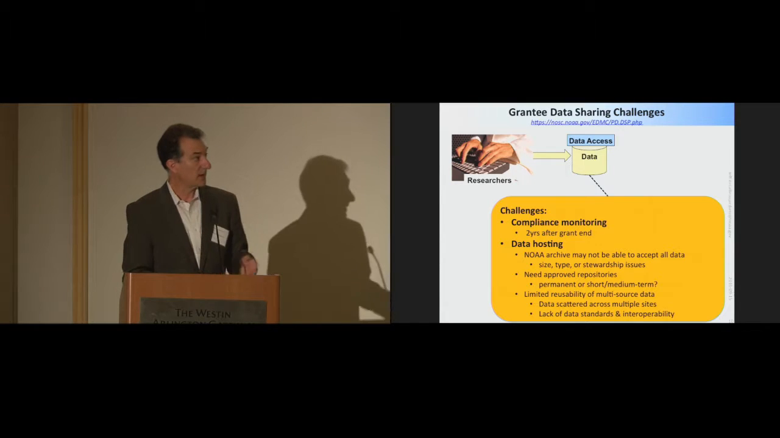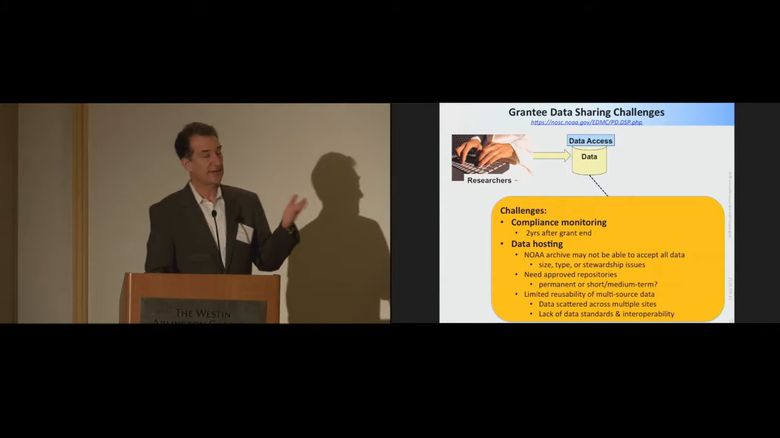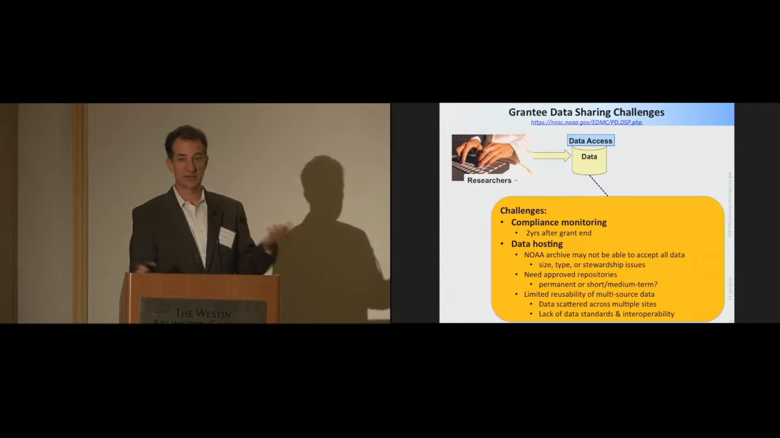This is a little bit hard. And then hosting. We can't necessarily take all of the grantee data in our archive. It could be a question of volume, could be a type we've never seen before. We may not be willing to steward it for decades because that's what we agree to do when we take it into our archive. So where should you put your data?